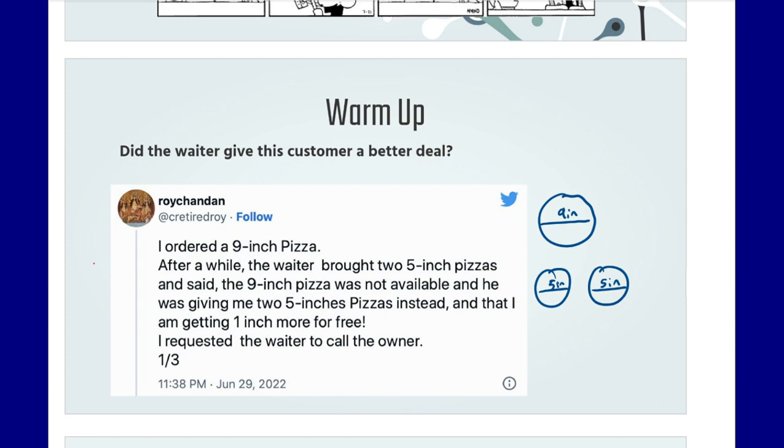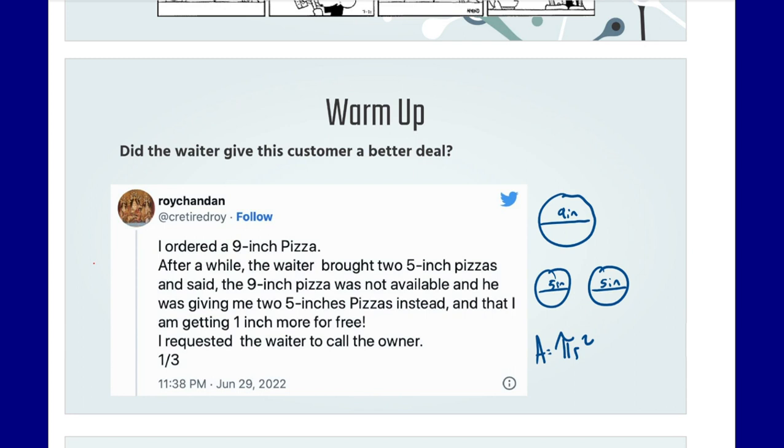If you said area equals pi r squared, you would be right. Check the areas of the two different scenarios. What's the area of one 9-inch pizza? And what's the area of one 5-inch pizza, or of two 5-inch pizzas? Are they the same? Do you get more with the two 5-inch pizzas, or do you get less?